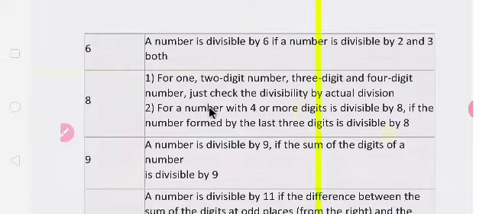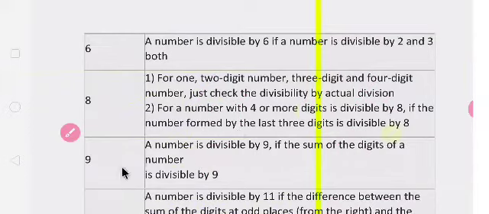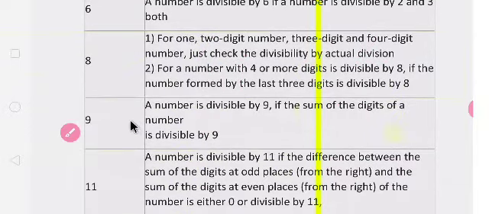Then for 8, you can remember it by 4. For 4 we will see the last 2 digits, and for 8 we have to see the last 3 digits. Then 9 is a multiple of 3, so you can remember it by 3, since for 9 and 3 we use the same rule. If the sum of digits of a number is divisible by 9 or 3, the number is also divisible by 9 or 3.